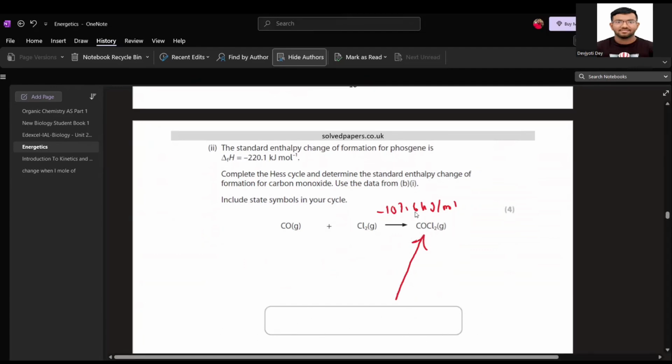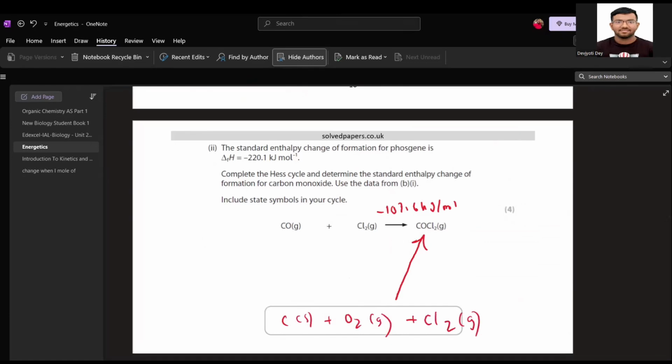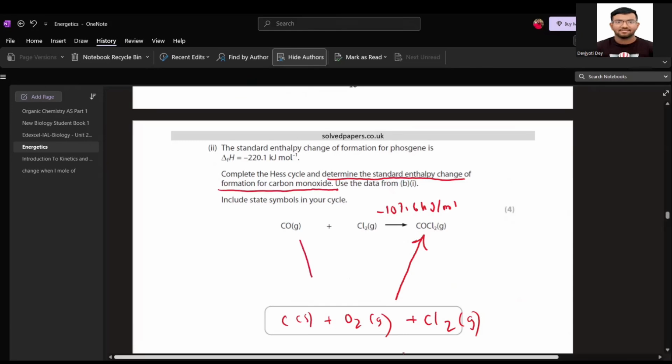What are the elements in phosgene? We have carbon, oxygen, chlorine, right? So carbon solid, oxygen gas, and chlorine. Okay, wait 1 minute. Half oxygen. Okay, they told you to determine the enthalpy change of formation for carbon monoxide, right? So the arrow sign will be upwards again in this case, isn't it? We are requiring these two elements for the formation of carbon monoxide, so our arrow sign is going to be upwards. Remember that. Okay, this is logic.